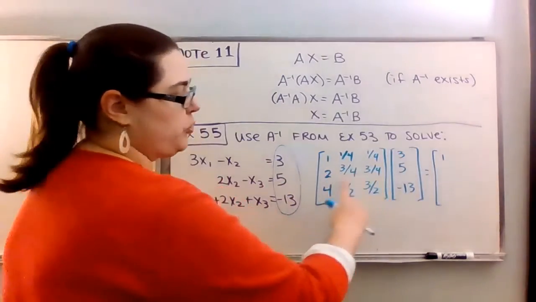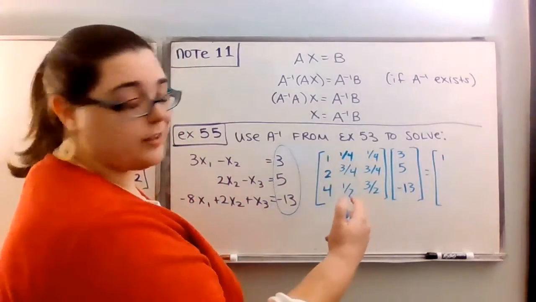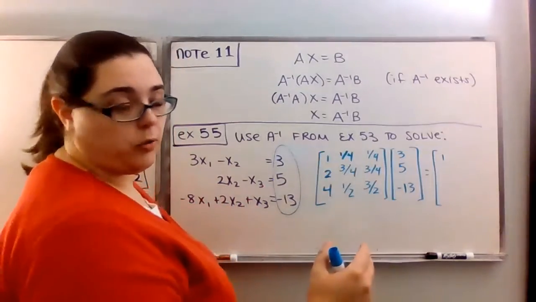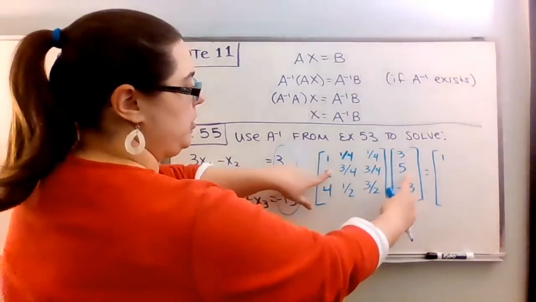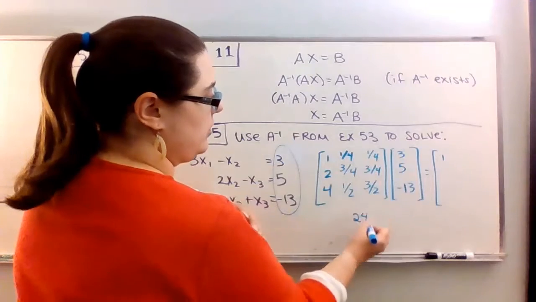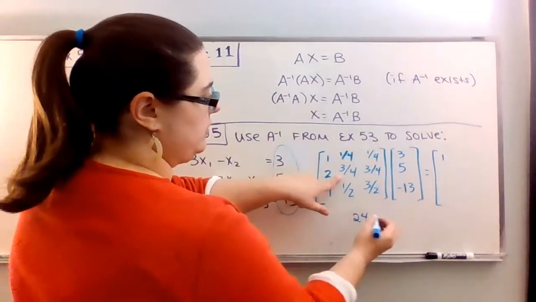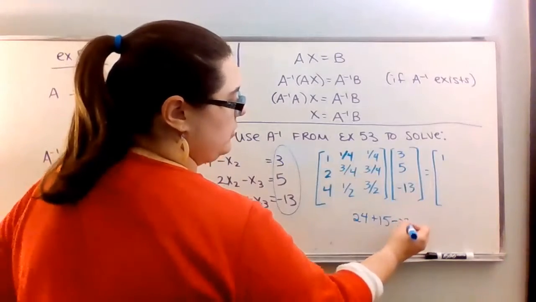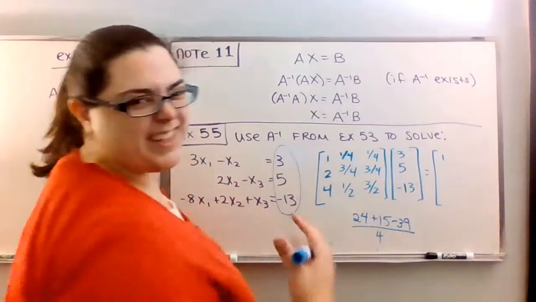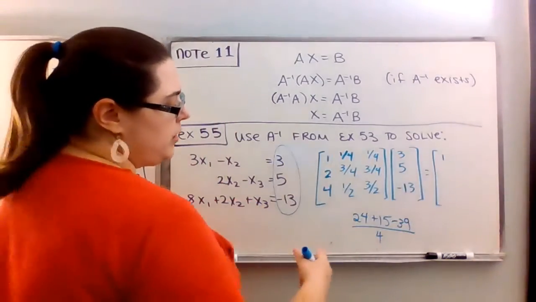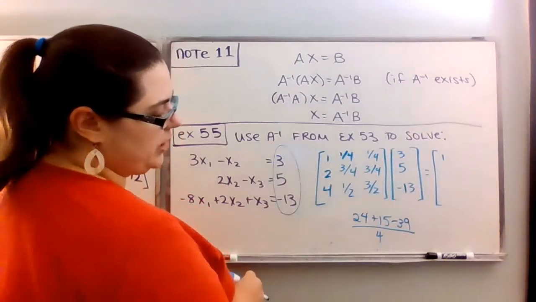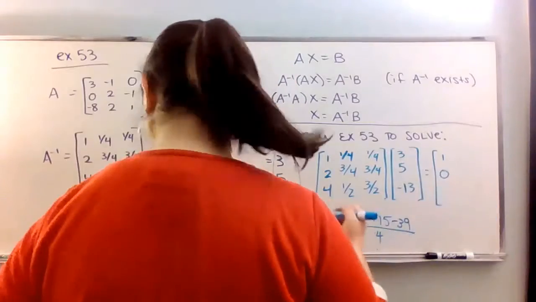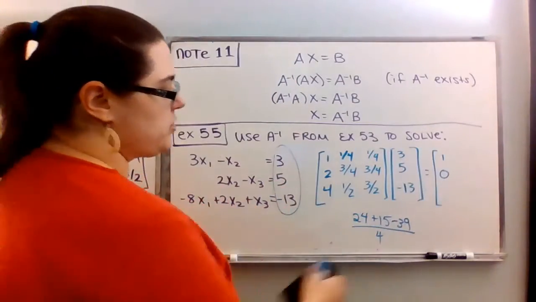Then again, I have quarters here, so I'm also going to think in quarters now. So 2 times 3 is 6, but that's 24 quarters. So I have 24, let me write this down here, plus 15 minus 39 quarters. That's how I'm thinking of these problems. So let's see, 24 plus 15 is 39. Oh, and 39 minus 39 is 0. So we don't have to worry about that too much.